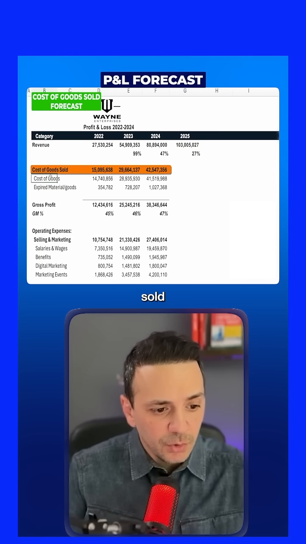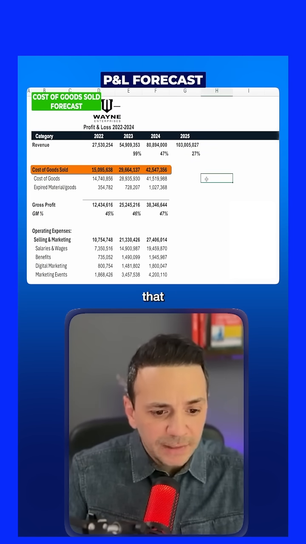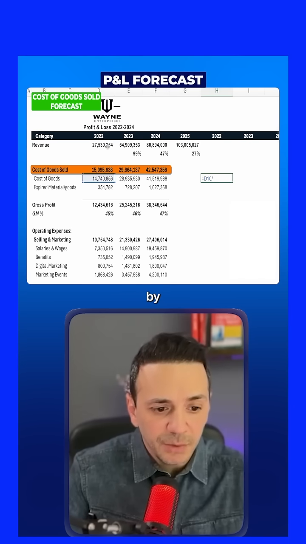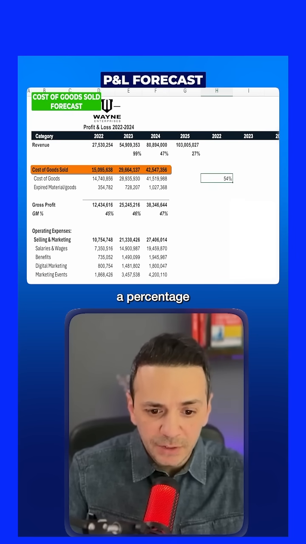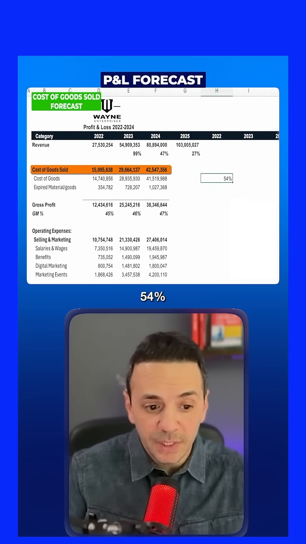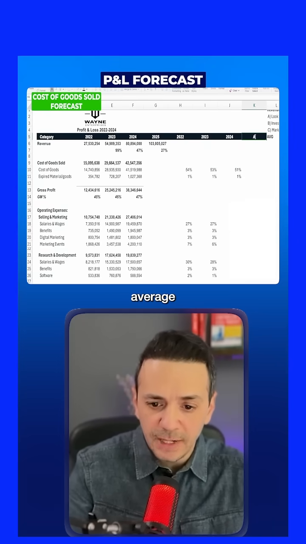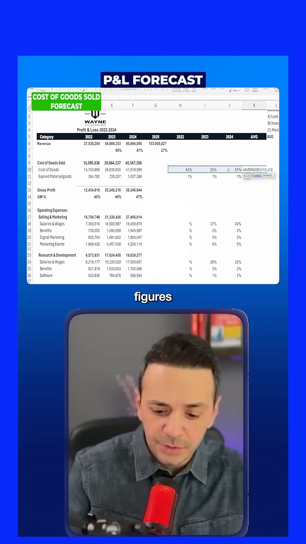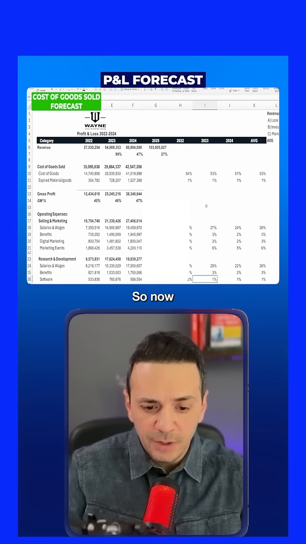So for cost of goods sold and operating expenses, we'll check the percentage of that amount from revenue. The cost of goods sold figure divided by revenue of that year, right? And let's format that as a percentage, and that is 54% for 2022. So now we have all these percentages. So we can say average, these three figures. Let's format, and it's 53%. Let's drag that down. So now we have these figures.